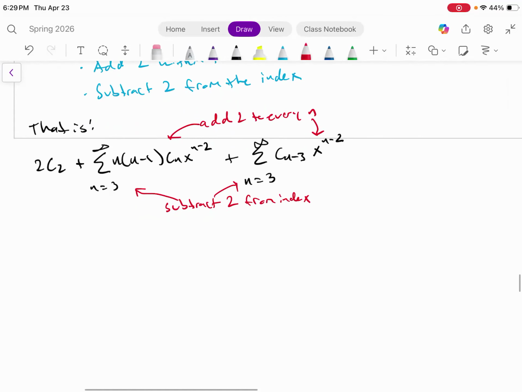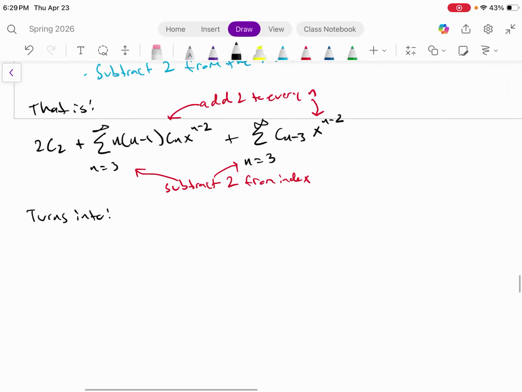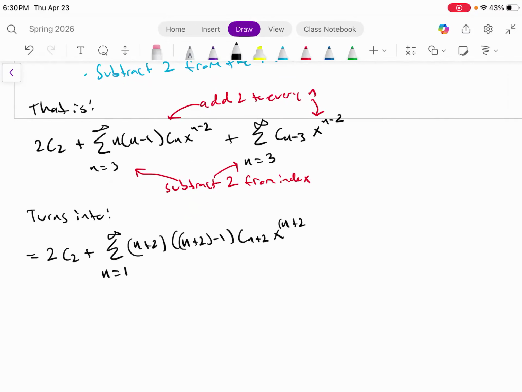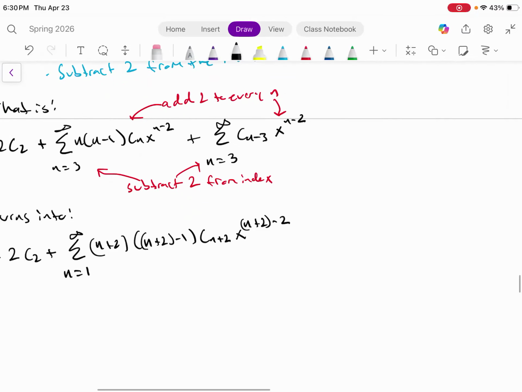So this turns into 2c2 plus the power series n equals 1, n plus 2 times n plus 2 minus 1, c sub n plus 2, x to the n plus 2 minus 2, plus n equals 1, c sub n plus 2 minus 3, x to the n plus 2 minus 3.